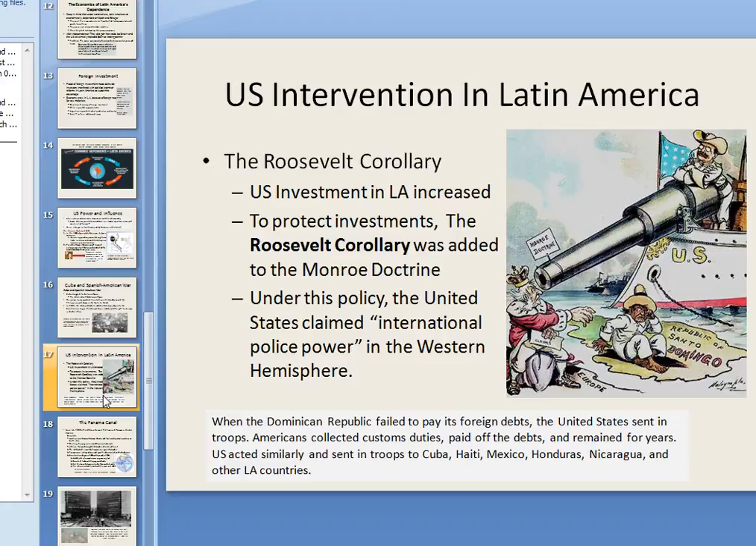So when the Dominican Republic failed to pay its foreign debts, the United States sent in troops. Americans collected customs duties, paid off the debts, and then remained there for years. The U.S. acted similarly and sent in troops to Cuba, Haiti, Mexico, Honduras, Nicaragua, and other Latin American countries as deemed necessary. So here you see Theodore Roosevelt with his Monroe Doctrine canon.